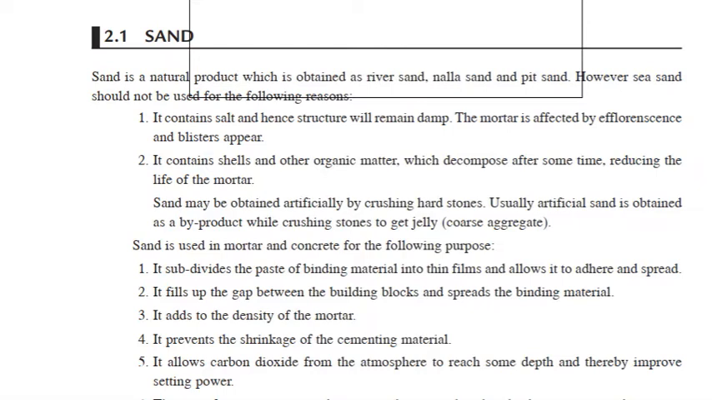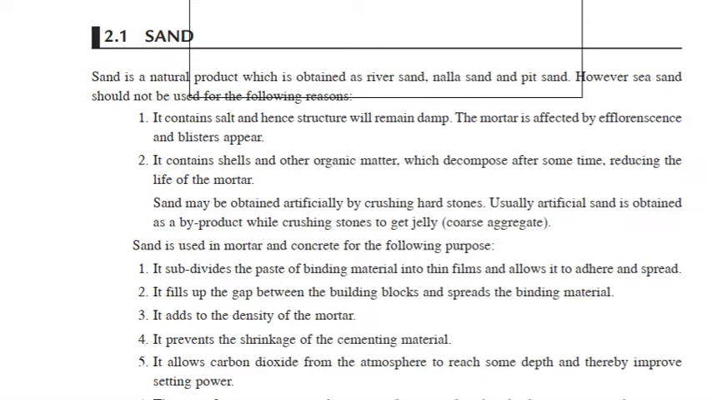Sand may be obtained artificially by crushing hard stones. Usually artificial sand is obtained as a byproduct while crushing stones to get jelly, coarse aggregate. Sand is used in mortar and concrete for the following purposes. 1. It subdivides the paste of binding material into thin films and allows it to adhere and spread. 2. It fills up the gap between the building blocks and spreads the binding material.